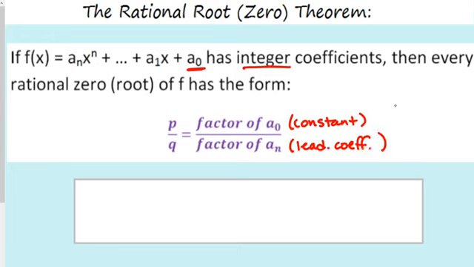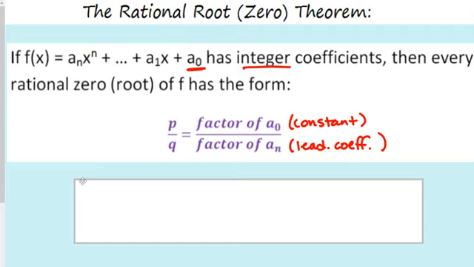Now, don't forget that there could be irrational roots to a polynomial and non-real roots to a polynomial. So this theorem only refers to the rational roots, the ones that you can write as fractions. How would you get irrational roots?